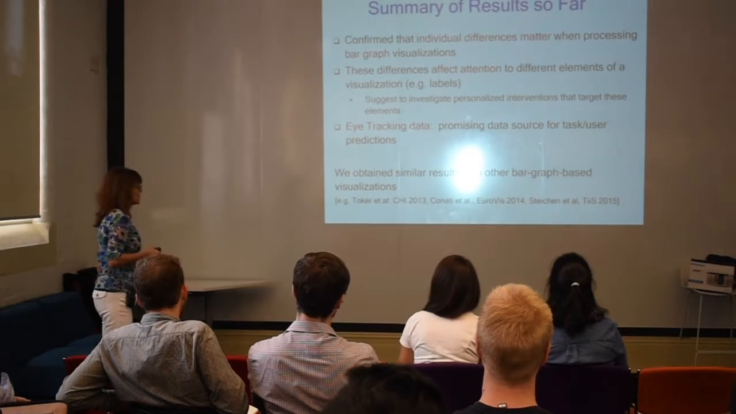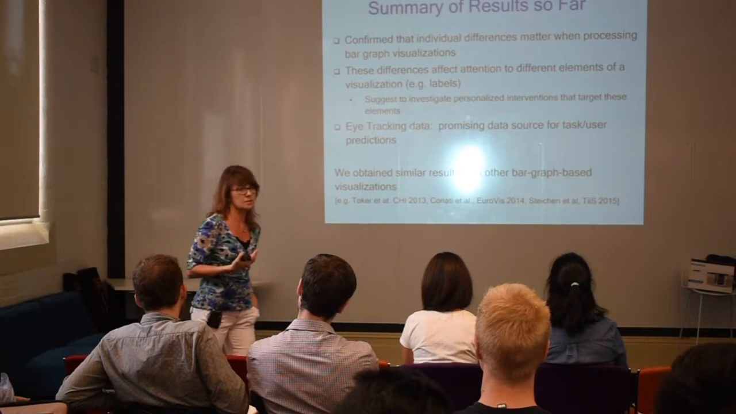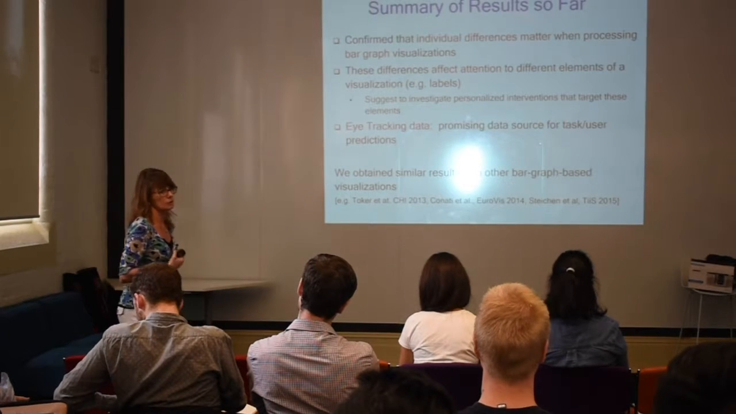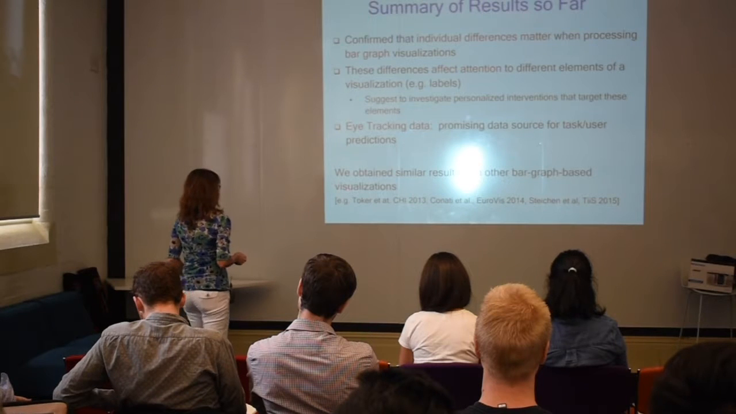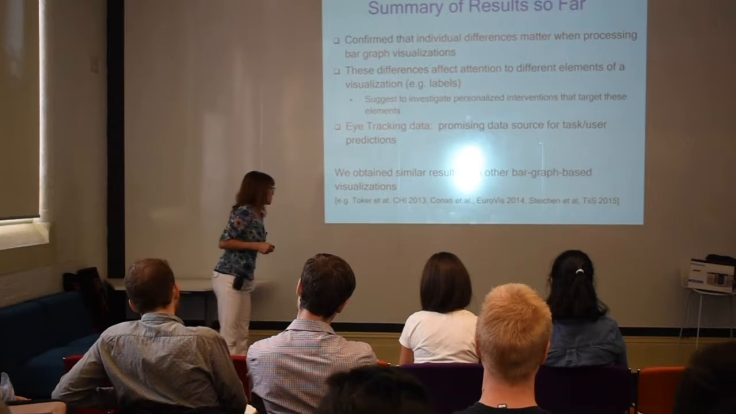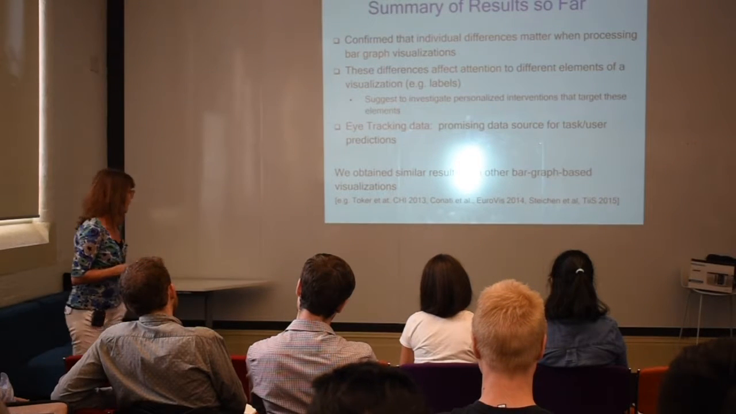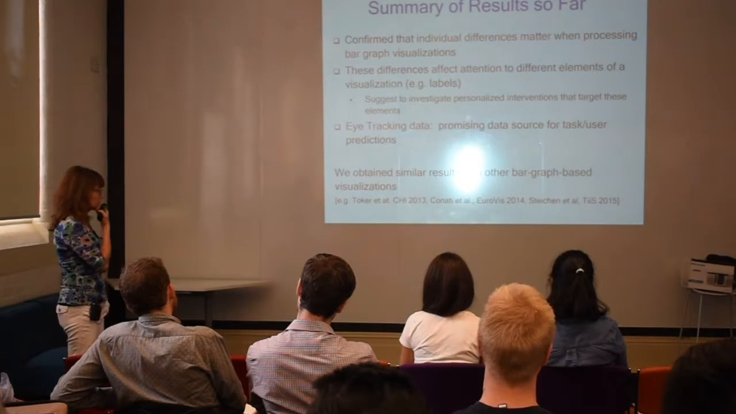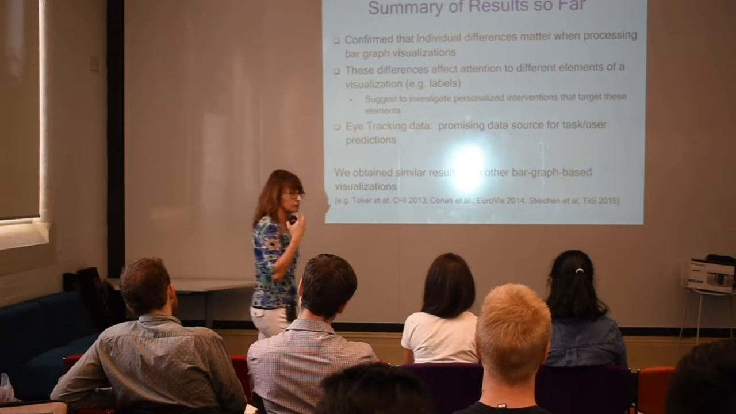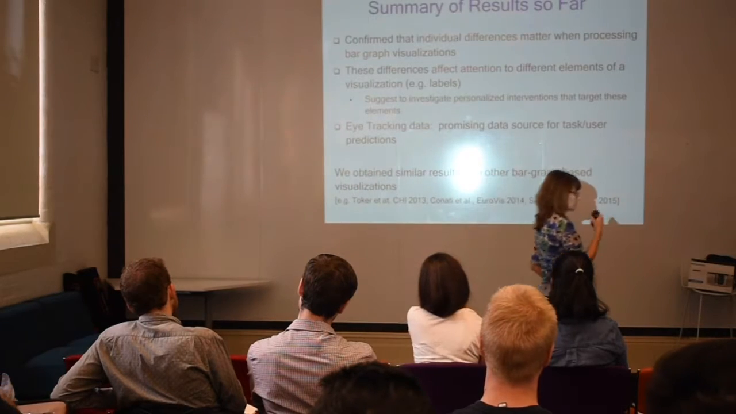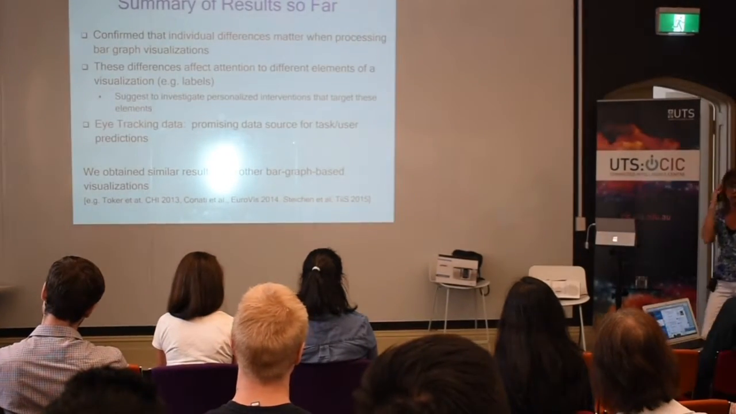And eye tracking is a promising data source for predicting the important characteristics that we need to track, including task difficulty and these abilities. What I want to say is that we obtained similar results with other bar graph-based visualizations. I won't have time to present all the results here, but these ones that I showed you is not just a one-shot, kind of lucky. There is evidence that these results are quite general across visualizations that are based on bar graph design.